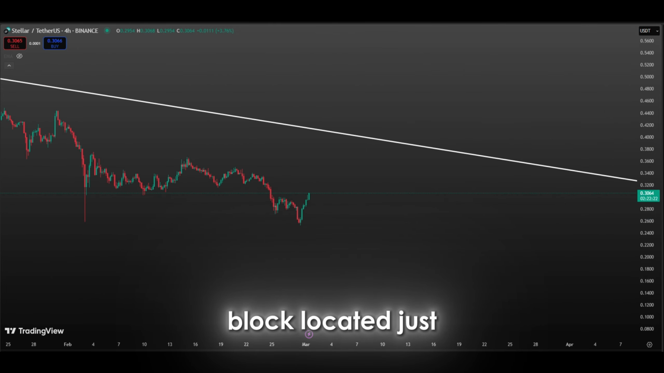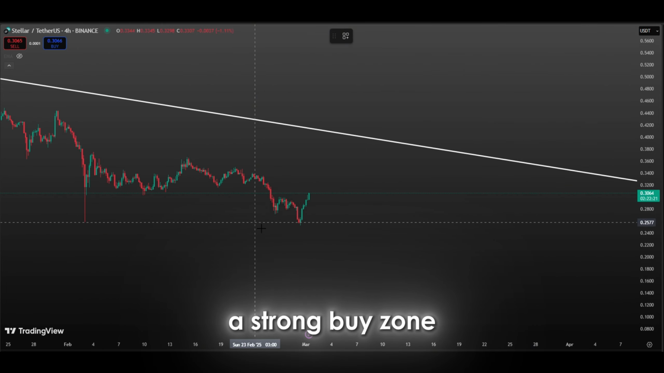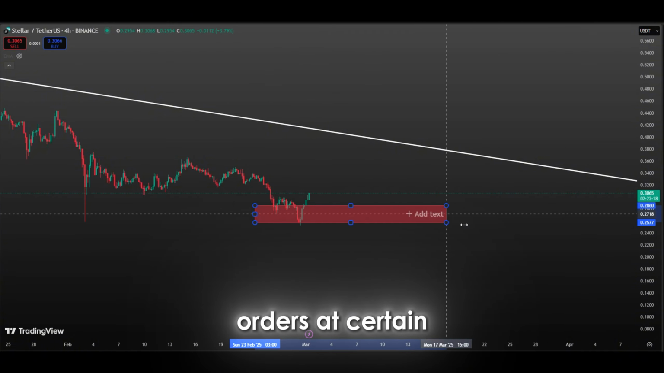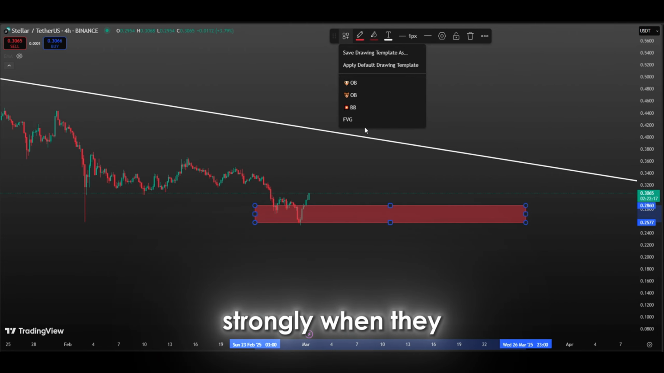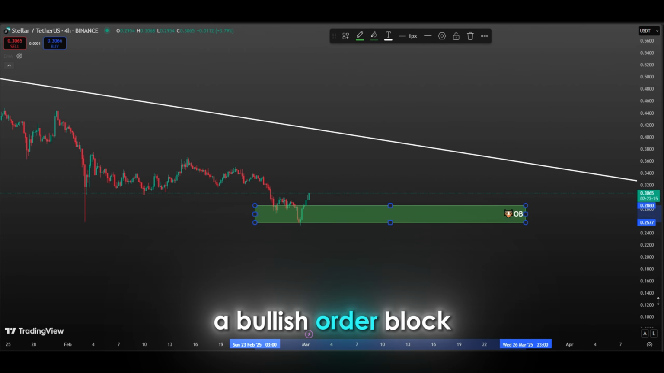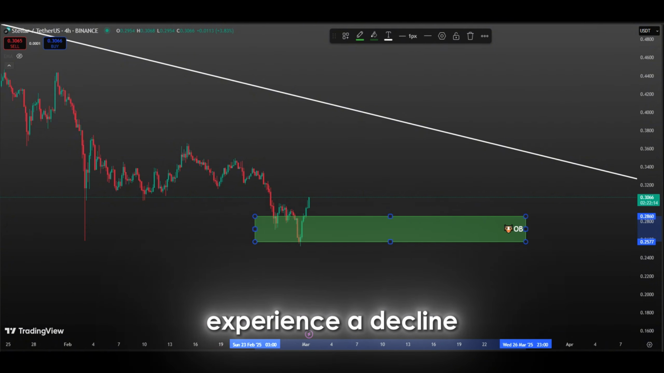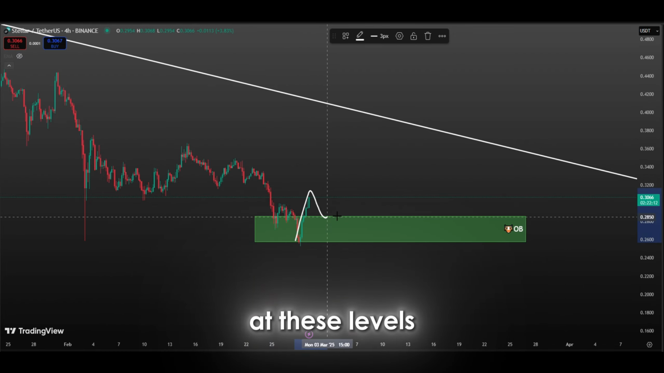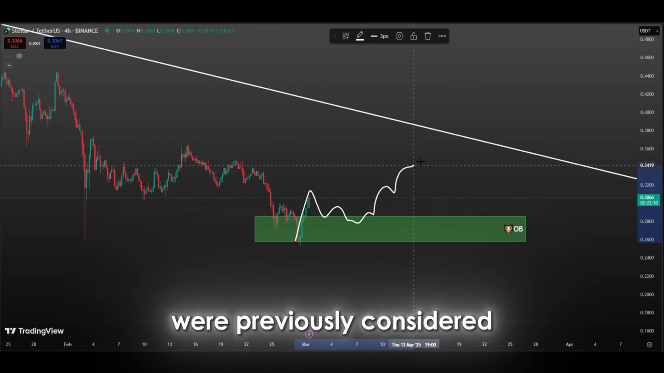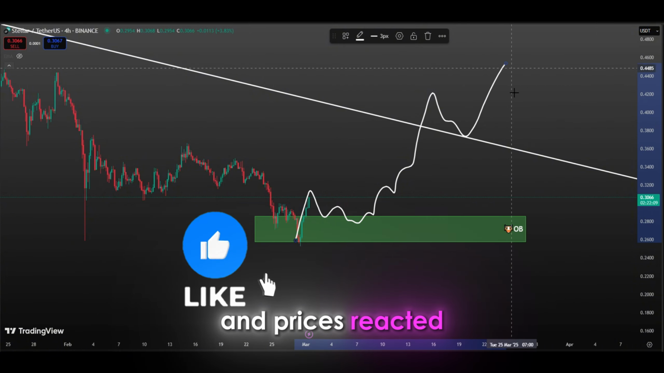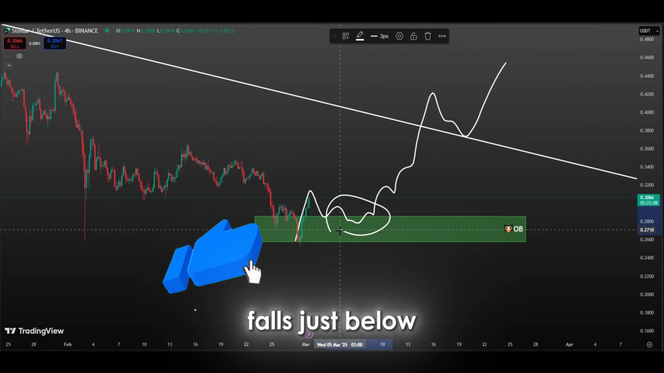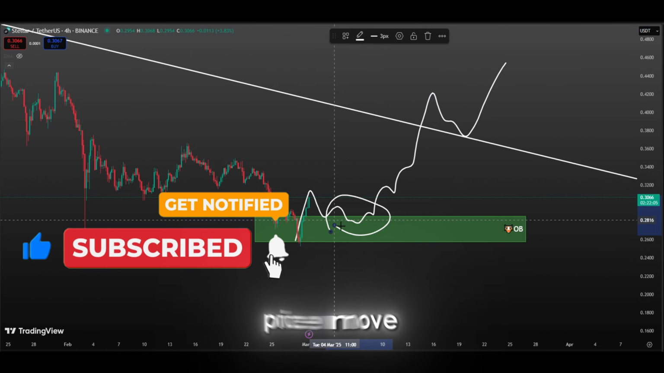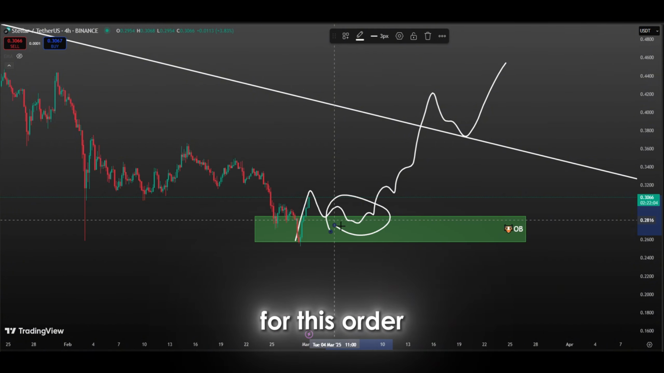A bullish order block, located just below the price, is usually considered a strong buy zone. Order blocks are areas where there are large buy or sell orders at certain price levels, and prices react strongly when they hit these levels. A bullish order block is where prices experience a decline, and then buyers enter the market when this level is reached. Buyer pressure increases at these levels because these points were previously considered a great buying opportunity and prices reacted to them. If the price falls just below this bullish order block, buyers are likely to re-engage, which could lead to an upward price move. If you want to buy, you can wait for the price to move above this order block.